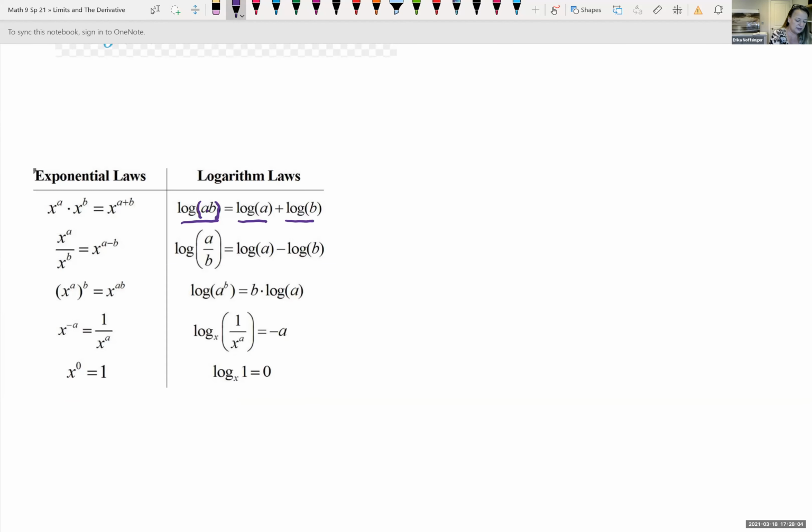And if we have a log, and this can be any base, right now it's showing base 10, if we have log of division, so a divided by b, we can break that down as a difference of 2 logs, the log of the numerator minus the log of the denominator. Another thing that's helpful is if we have a log of a with some exponent b, we can take our exponent and bring it down front and write that as b times our log of a.